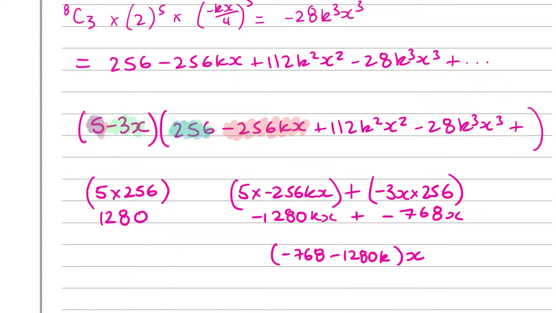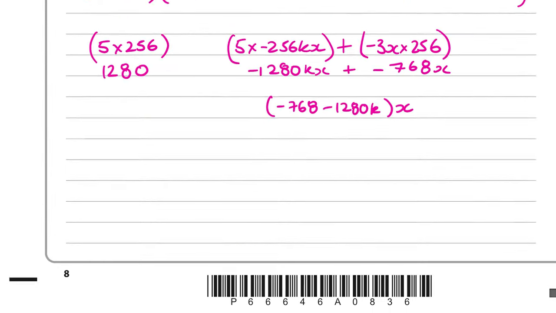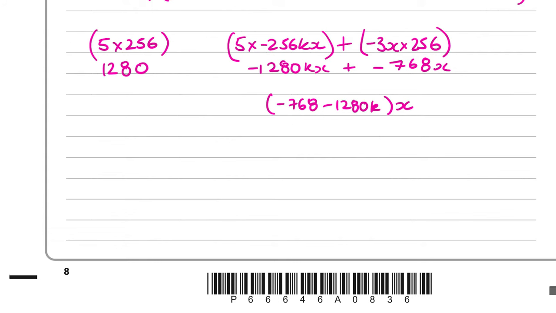Okay, so now I've worked out the coefficient of x, and I've worked out the constant. Let's read the question. I forgot what it said. In the expansion of f of x, the constant term is 3 times the coefficient of x. What does that mean? 3 times 1,280? No. What does it mean then? The constant term is 3 times bigger than the coefficient of x. So that means the constant term is 3 lots of the other one. Some of you did 3 times 1,280, which is incorrect. It's 3 times bigger.